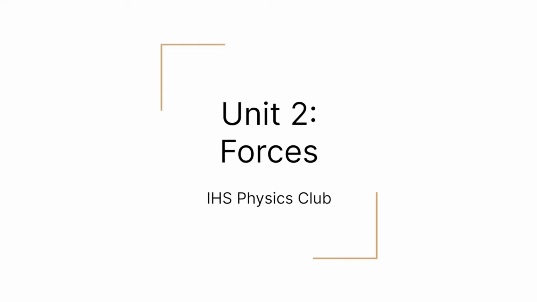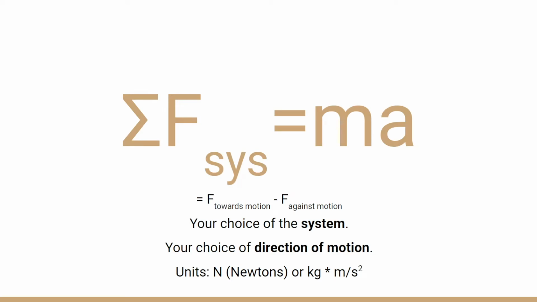Let's get started. In this unit, the main thing that we covered is the definition of a force and how we can express that mathematically. We know the sum of all the forces in a system is going to be represented by the mass of all the objects in the system times the acceleration of the system that you're choosing. The important part to remember is this formula is very versatile because you can choose what system you're going to be looking at.